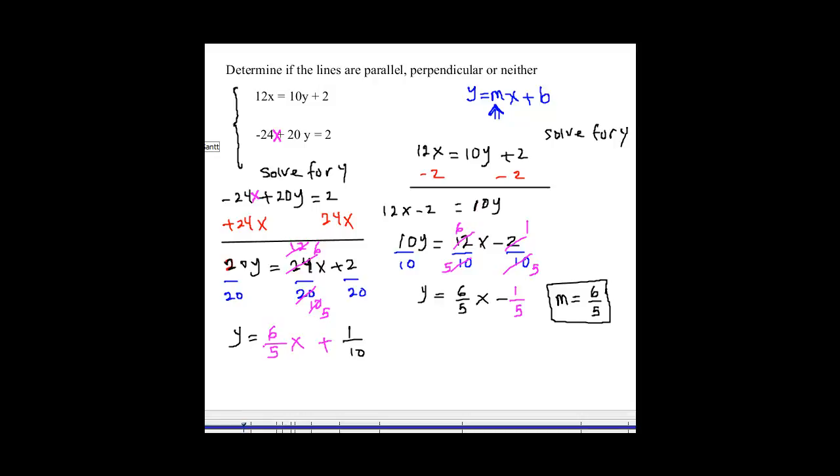Alright, so the slope here would be also 6/5. So to find the slope, we would write the equation in this form, and then you look for the slope, and it looks like the slopes are the same. So what would be the relationship between these two lines? Anyone? They are parallel. Very good. They're parallel.